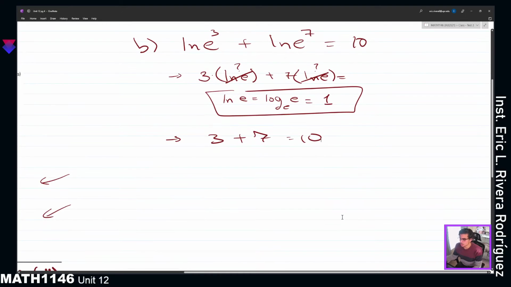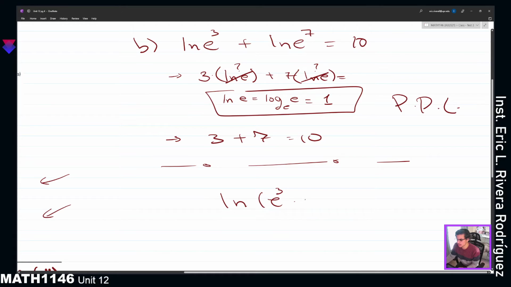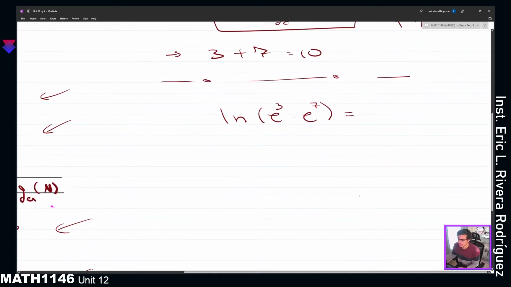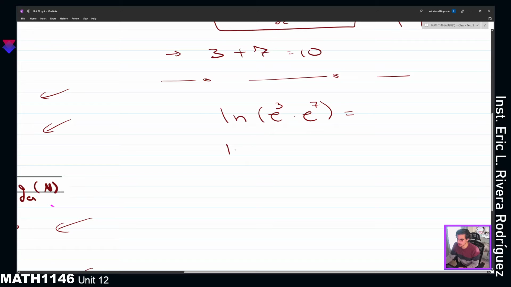If you use the product property here, yes, not the power property. So power property of the logarithm. Product property. So to use the product property, you will do e to the power 3 times e raised to the power 7. You use the law of exponents here, natural log of e to the 3 plus 7. Because of the same base, we are multiplying the exponential expressions. e raised to the power of 10.